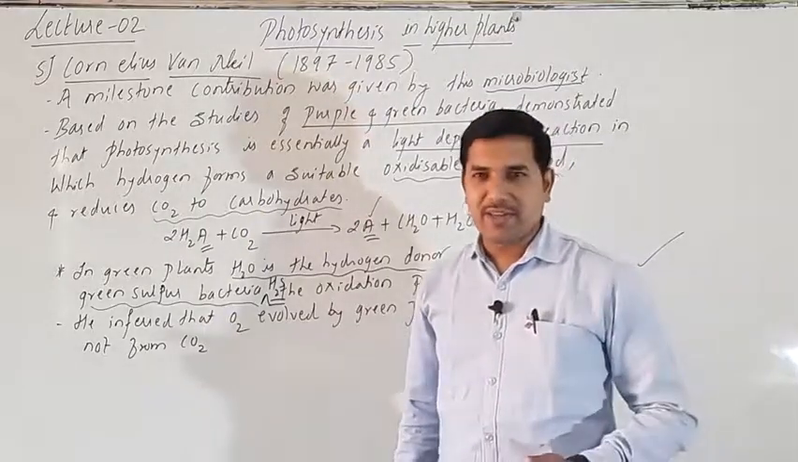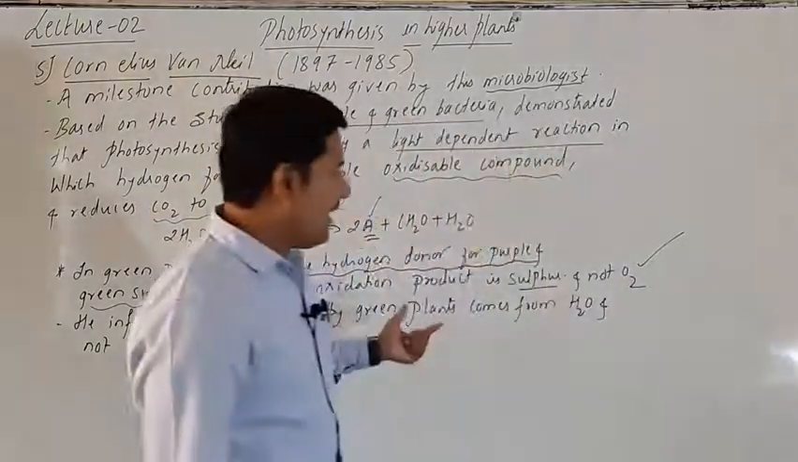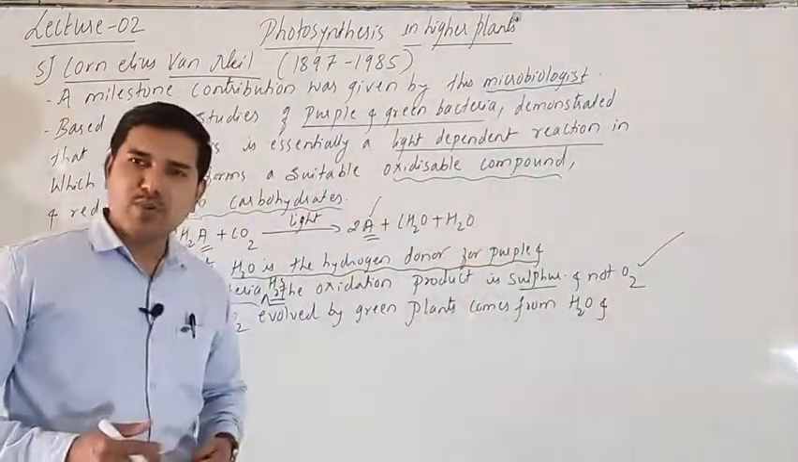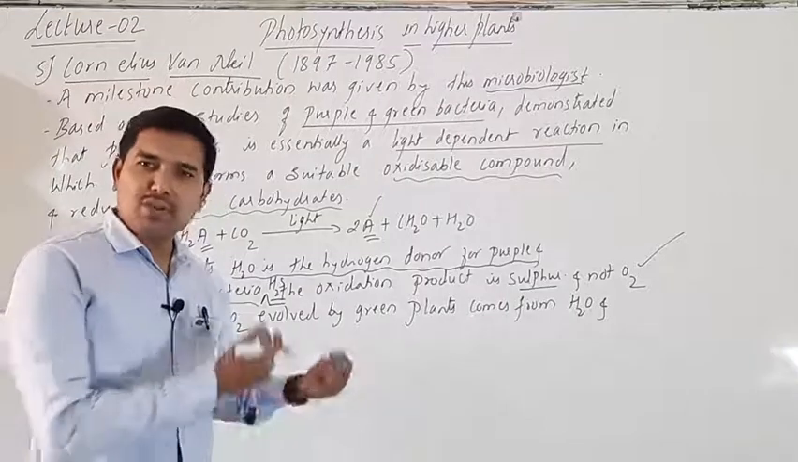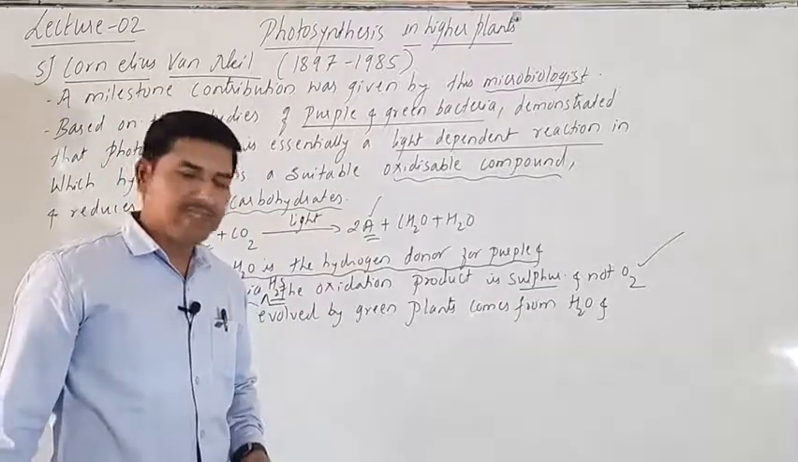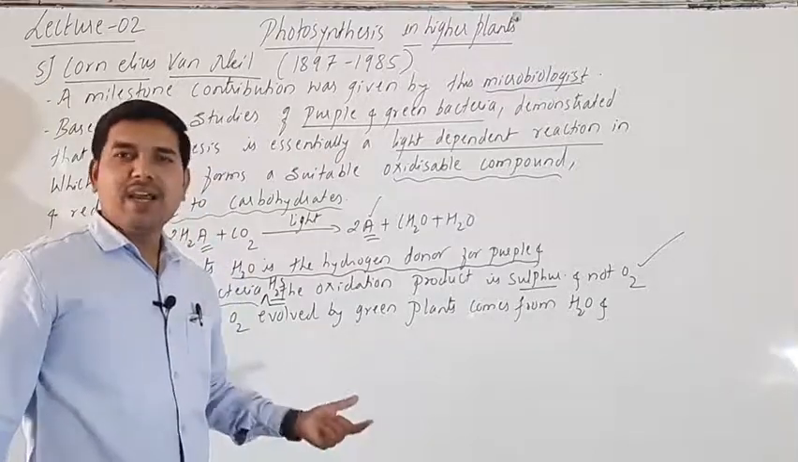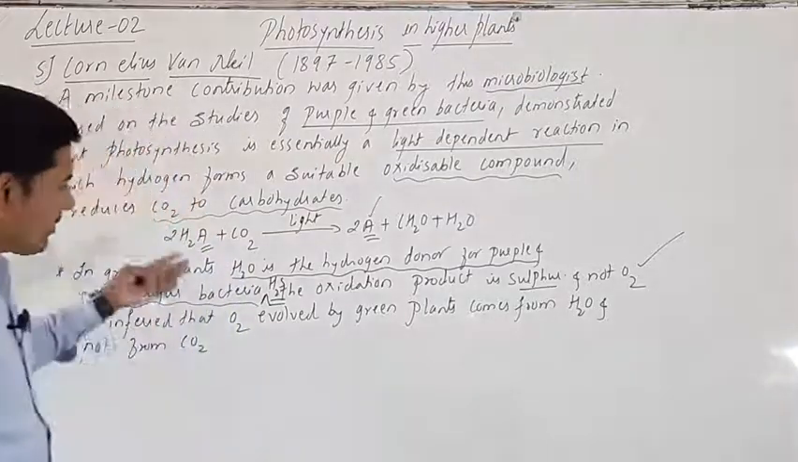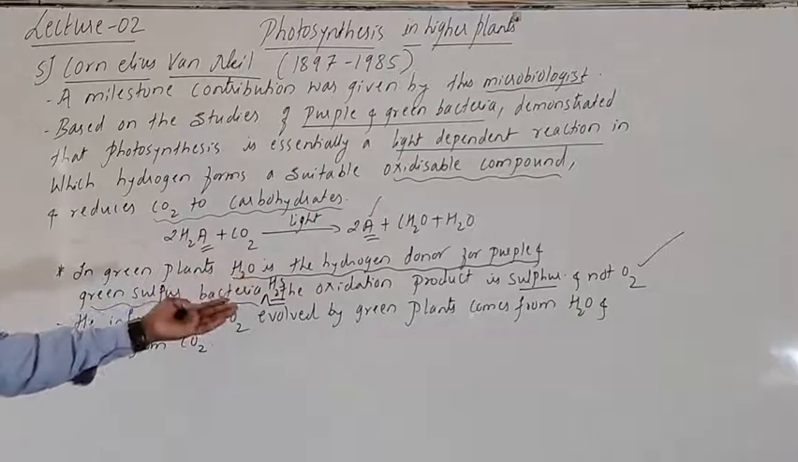Then later on, by using radioactive isotopes also, it was proved that the oxygen which is released during photosynthesis comes from what? Water, not from CO2. By using radioactive isotopes also it was confirmed. Okay, so that was the later research.